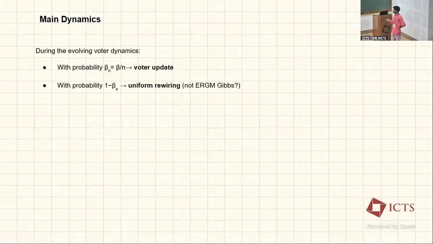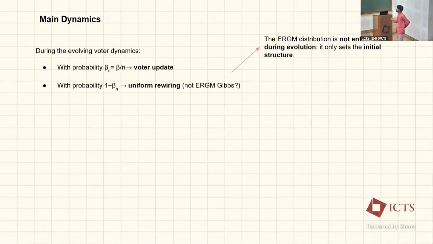And again, just to reiterate, as already mentioned, this is our dynamics. With probability beta over n, we take the voter step, and with the remaining probability, 1 minus beta over n, we do the uniform rewiring. When we are doing this uniform rewiring, we are not subjecting it to follow the ERGM Gibbs. Once we have the ERGM graph, we are not going to enforce it at every step when we are doing this rewiring dynamics. Once we have the ERGM, we just let the dynamics play. We're not enforcing at every step that it should follow the ERGM distribution. So that is very critical.